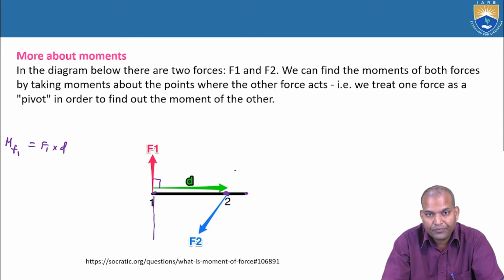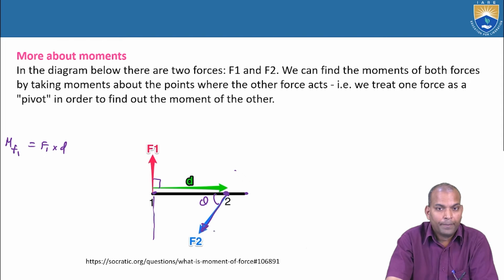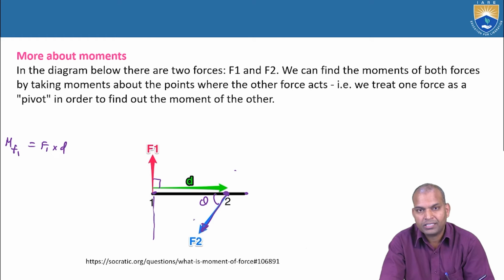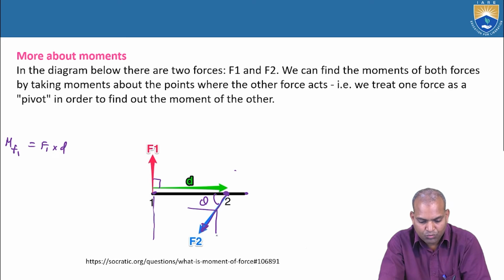If we consider the F2 force, it is not like that. This F2 is making an angle, a certain inclination. But the expression of the moment means force times perpendicular distance. The angle between D and F2 should be 90 degrees, that means normal to each other. But in this case it is not like that. So what to do here? We have to apply the resolution of a force. In that case, what will happen?